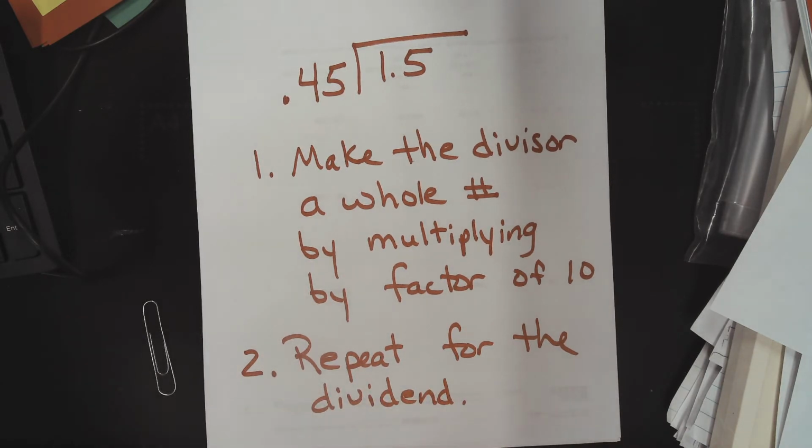Okay, so step 1, make the divisor a whole number by multiplying by a factor of 10. Number 2, repeat for the dividend, so it's fair and equal, right? Now I'm looking at 0.45 or 45 hundredths. What do I need to do to the 45 hundredths to make it a whole number? Jack? Multiply it by 100. Yes, I'm multiplying it by 100.